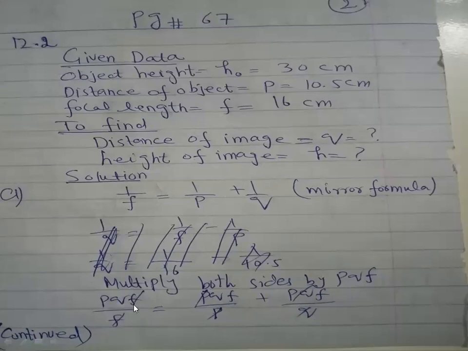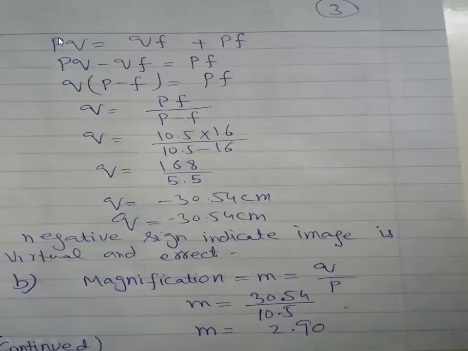So F will be cancelled with this F, P with this P, and Q with this Q. So what will be left? PQ, QF, and PF. This 12.2 numerical is continued. In the next step, you will see PQ equals QF plus PF. Look, PQ is equal to QF plus PF.